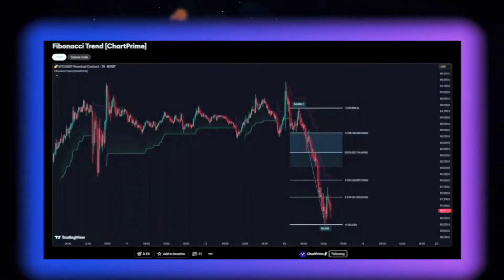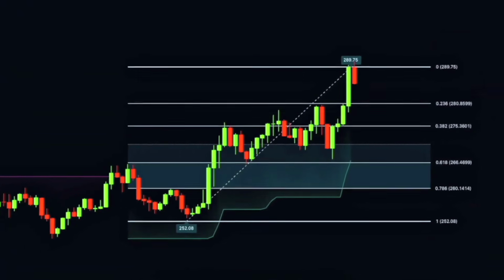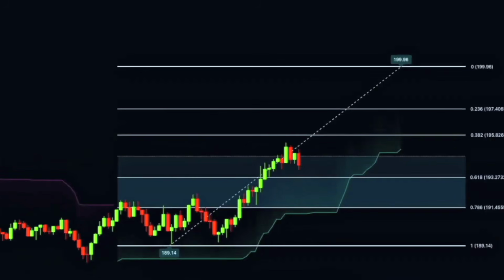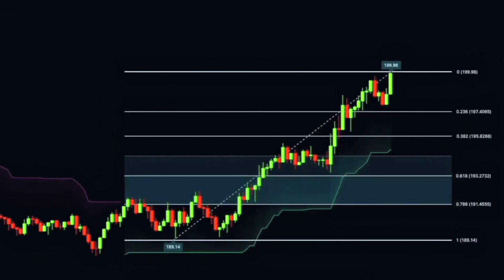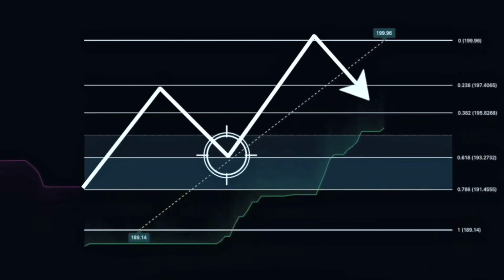Then, the Fibonacci trend by Chart Prime. This indicator is clearly accurate, like you're bending the market to your will. It dynamically plots Fibonacci zones, showing exactly where reversals or accelerations might hit. No guesswork. The green zone, around the 61.8% or 50% retracement, is where big players pounce.